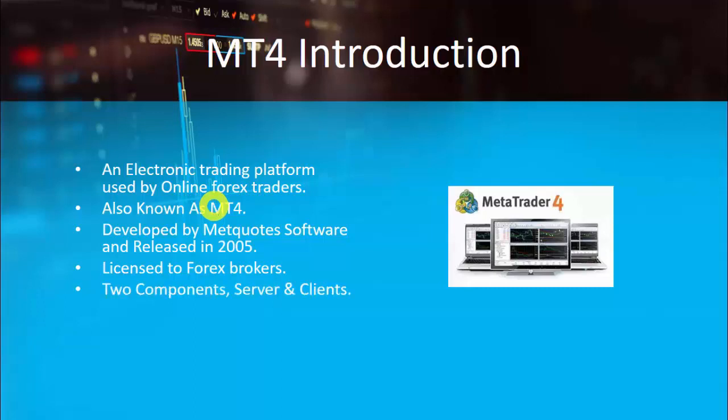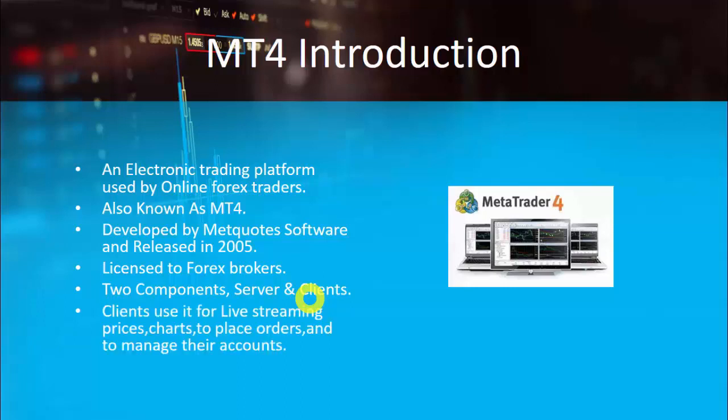This software has two components, a server component and a client component. The server component is connected to the broker and the client component is given to the clients. What clients can do, they can use it for live streaming, charts, to place orders, and for managing all of their accounts and all other important technical functions also.